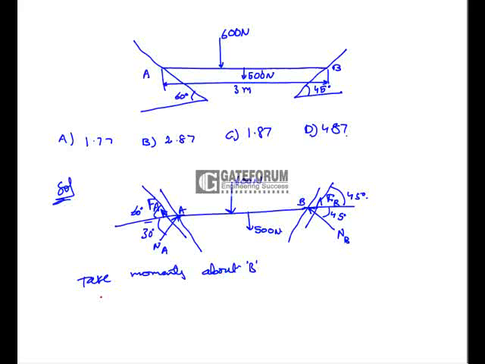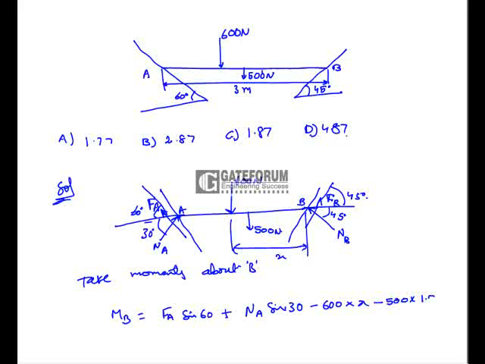So moments about B is equal to first FA sin 60 plus NA sin 30 minus 600 into, let us say it is at a distance of x from B. So 600x minus 500 into 1.5 is equal to 0. But first we will have to find out FA and NA. Here both are the reactions at the point A.